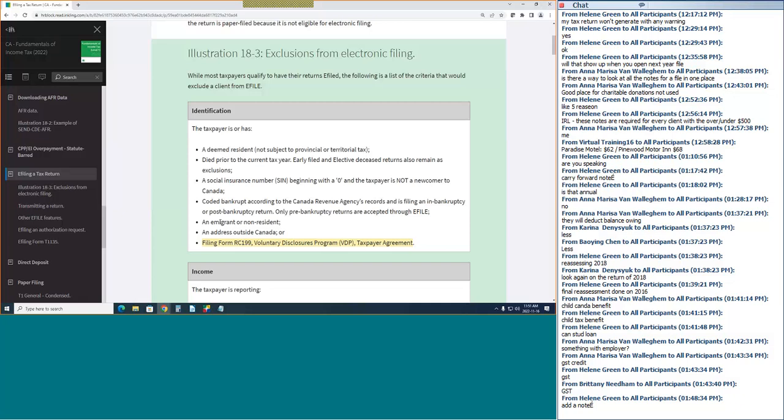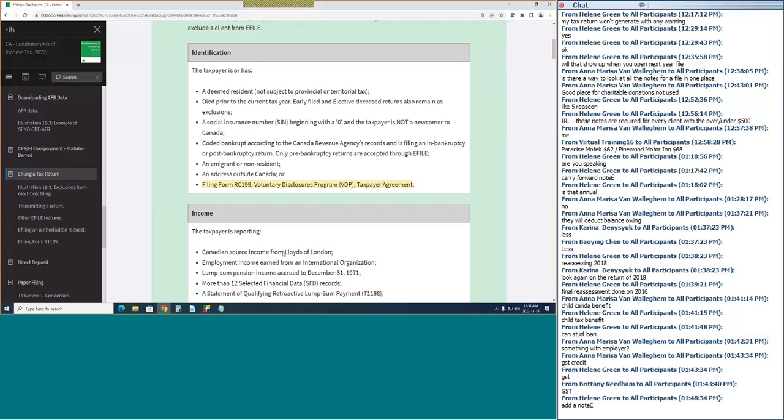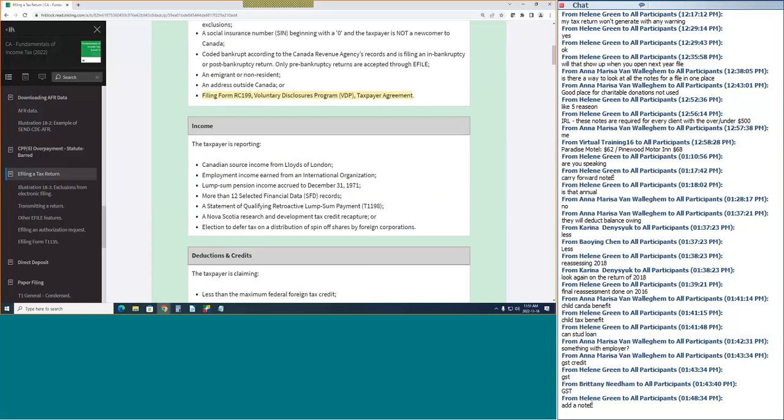Okay. And then the one that is not eligible is if you're doing the voluntary disclosure program. So if you have a client who needs the voluntary disclosure program, you will be preparing paper returns for that client, even for the years that could have been e-filed. Those ones have to be paper. Other than that, e-file every return that you possibly can. If you're doing an older return, 2015 or earlier, that will be paper filed, okay?